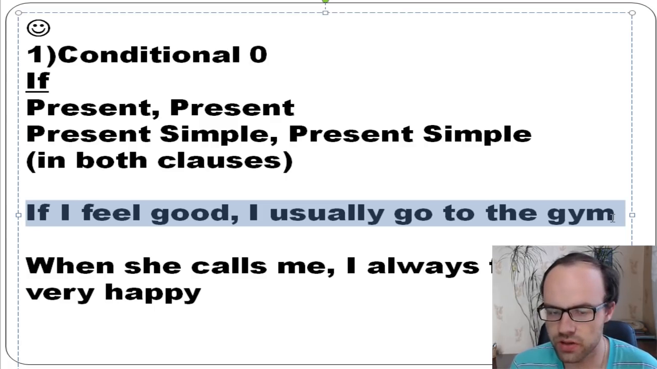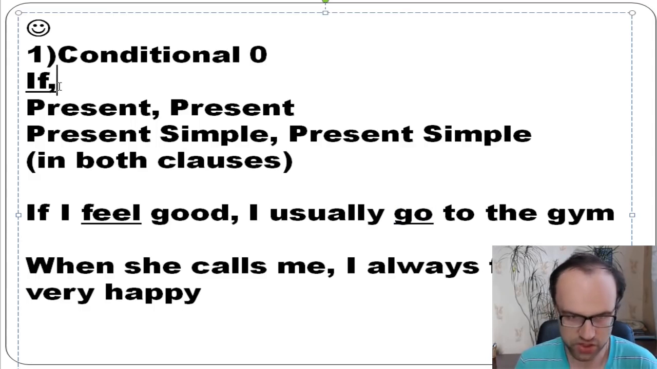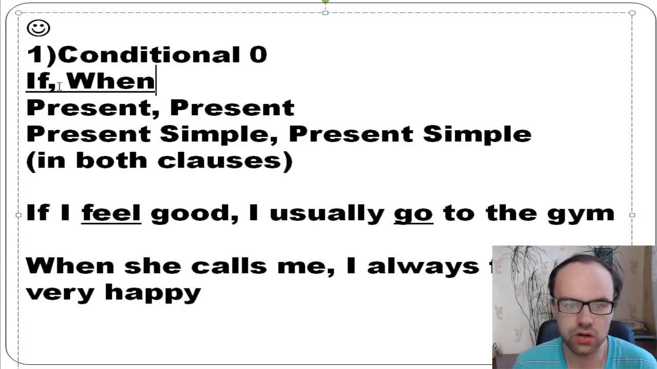So it's about the present. It happens regularly. Yeah, it's true. So you see present simple, feel good. You see it in the first part of the sentence, and you also see present simple in the second part of the sentence. Go to the gym, okay? So if I feel good, I usually go to the gym. So it's easy. And you know, it's about sentences with if or when.